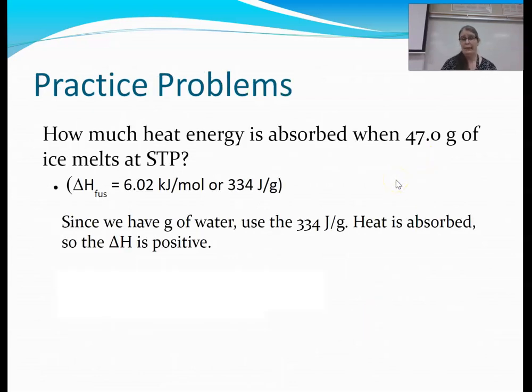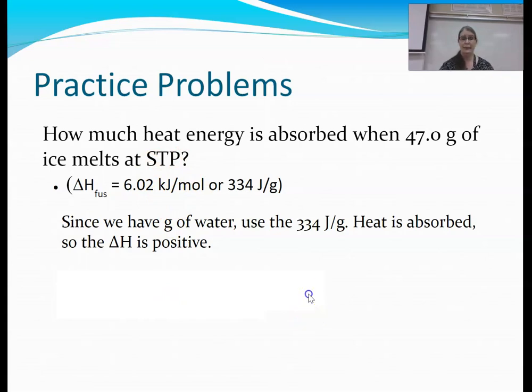So let's take a quick practice problem or two using our delta H's of fusion and vaporization. So for example, we want to know how much heat energy is absorbed if we melt 47 grams of ice. And we know melting is endothermic. It takes in energy to melt. So we have a positive delta H. And when we look at the problem, we see that they gave us grams of water. So since I have two options here, I'm going to use the one in joules per gram. There's no real reason to have to go through another conversion factor.